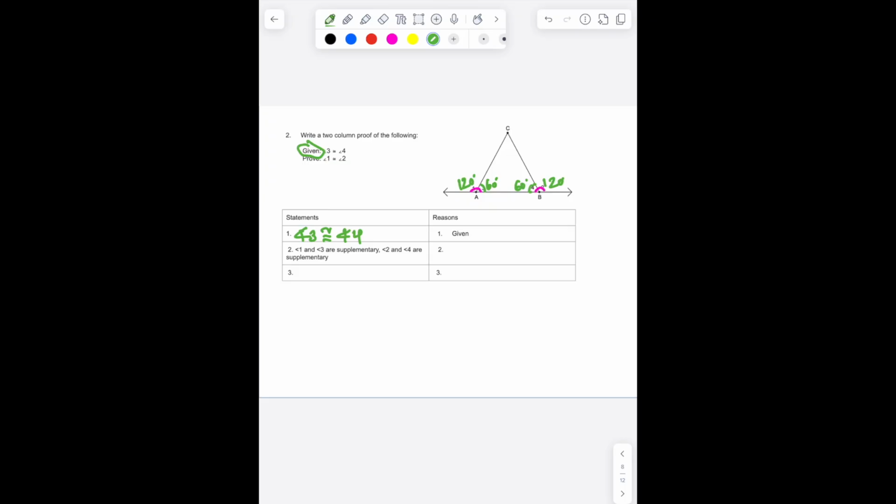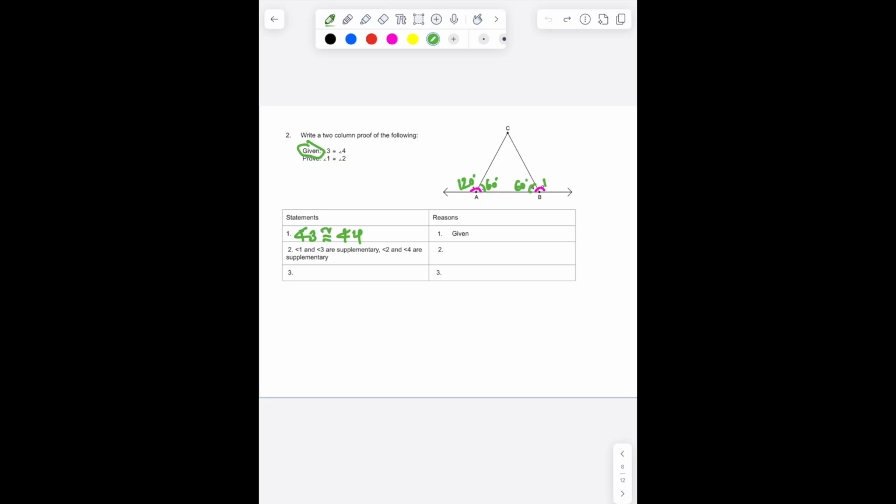So we see here that since angle 1 and angle 3 are supplementary, and since angle 4 and angle 2 are supplementary, and we already know that angle 3 is congruent to angle 4, there's no choice but for angle 1 to be congruent to angle 2, because it has to be whatever number's left over to equal up to 180 with what angle 3 and angle 4 already is.